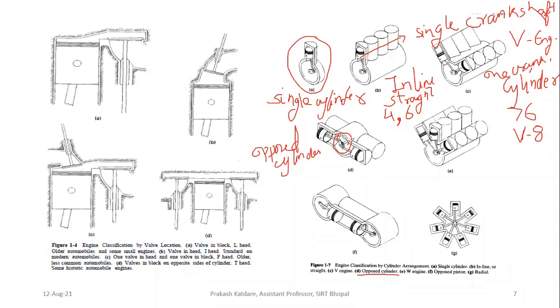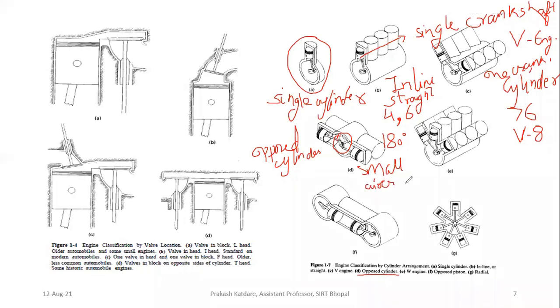Or you can say it is basically a type of inline engine in which the cylinders are 180 degrees apart to each other. Both the cylinders are in the same line. So we can say it is an inline type of IC engine. But what is happening here? Both the cylinders are placed at an angle of 180 degrees apart. It is a very well balanced engine and it is commonly used in small aircraft.